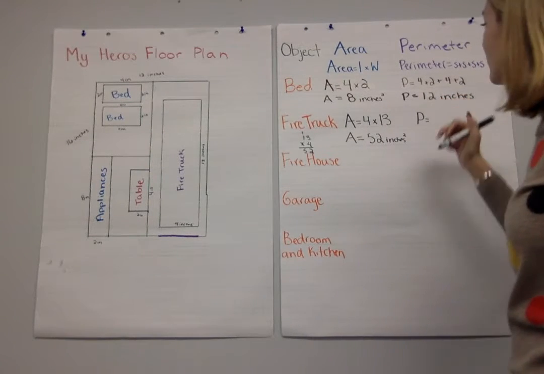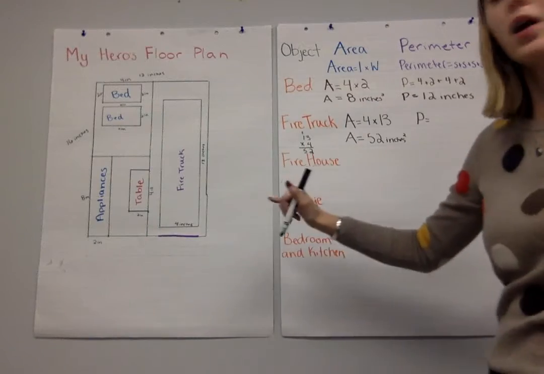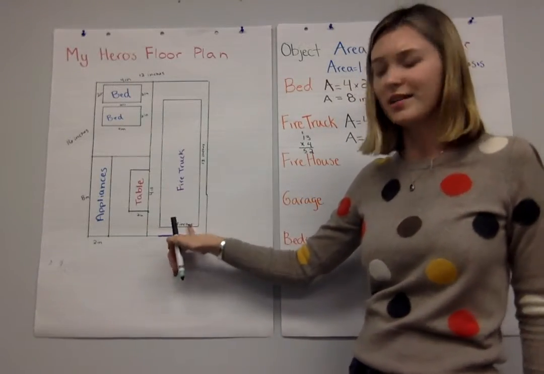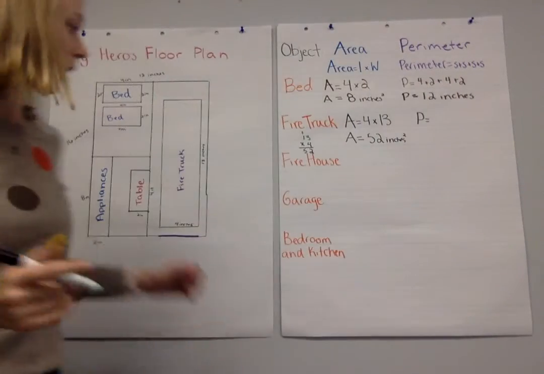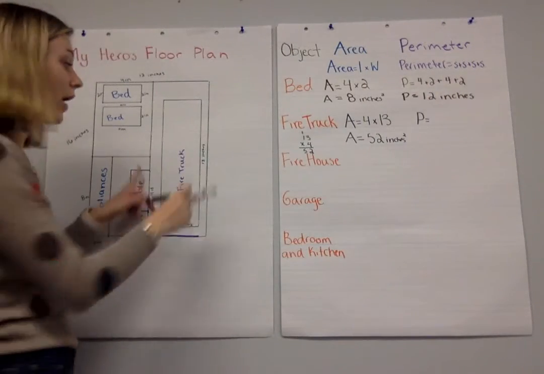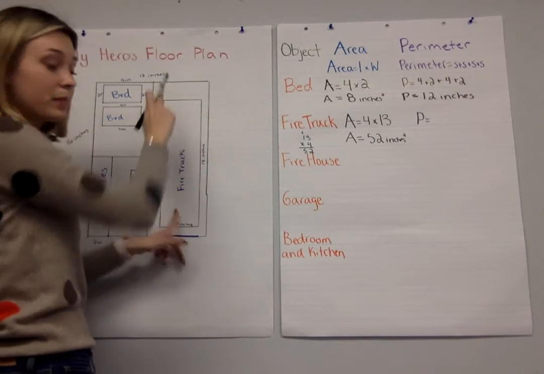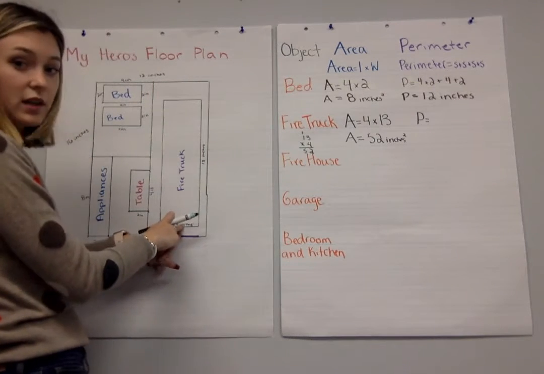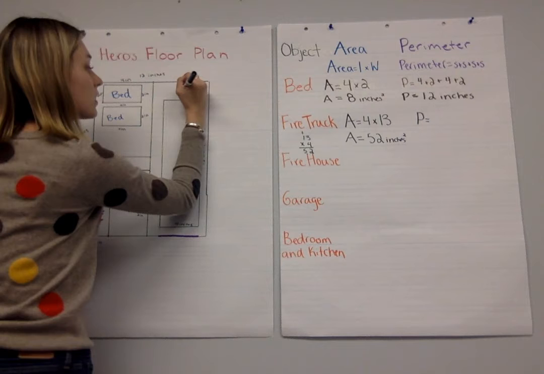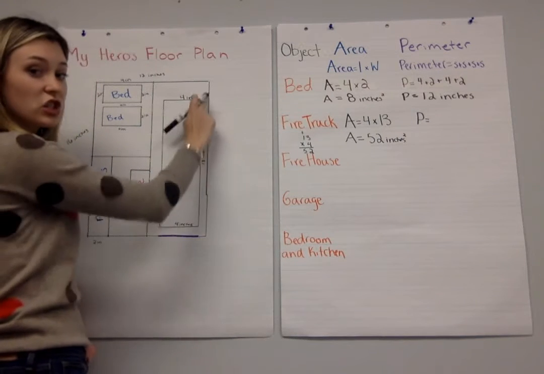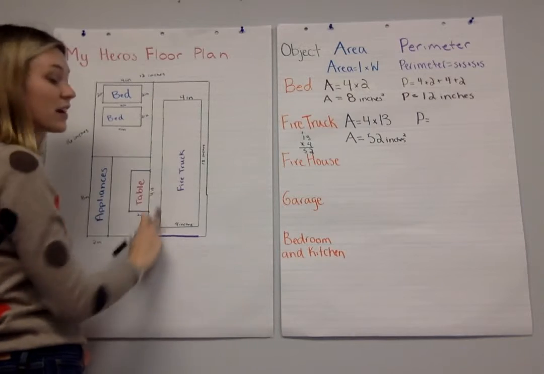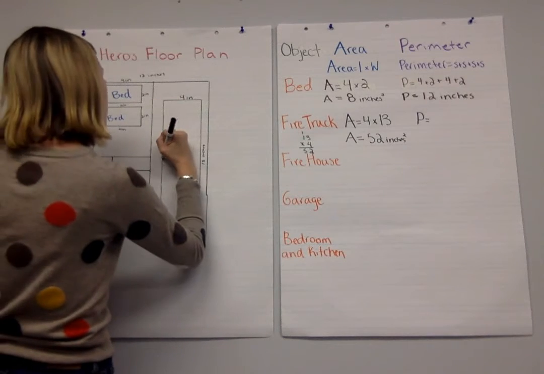What about the perimeter now? The perimeter. We have to add together the 4 sides. Once again, we were only given 2 sides. How am I supposed to find this side and this side? Well, if I know that it's a rectangle, I know that either side has to be the same. So if it's 4 inches down here, that means it's 4 inches up here. If I have 13 inches going down, I have to have 13 inches going down here.